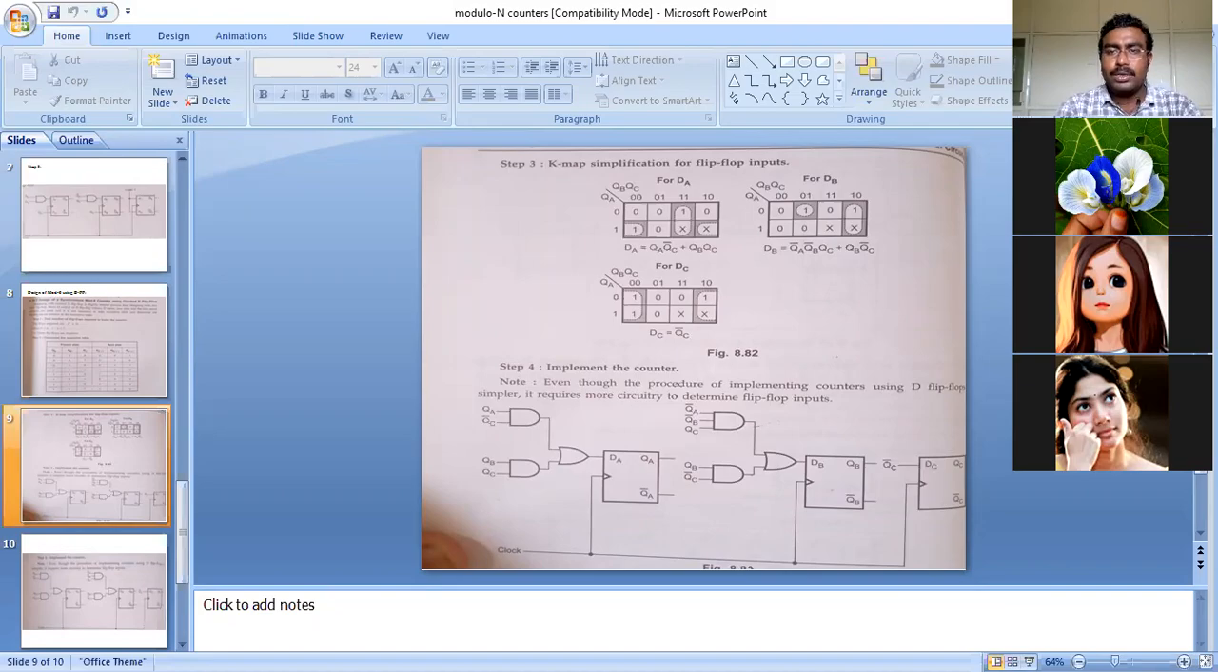Okay, students, this is about the design of modulo n counter.